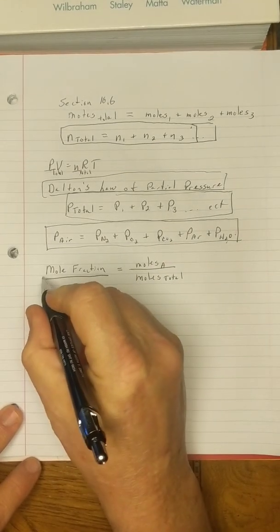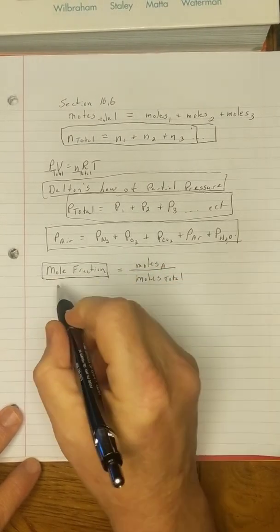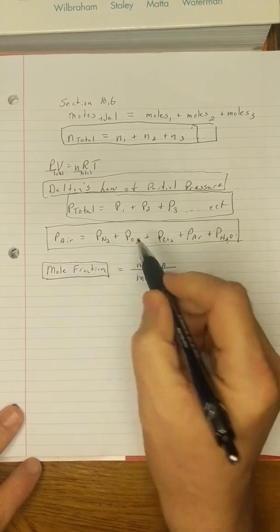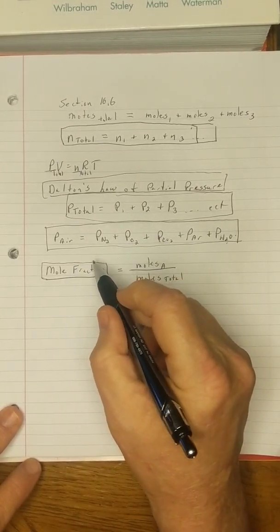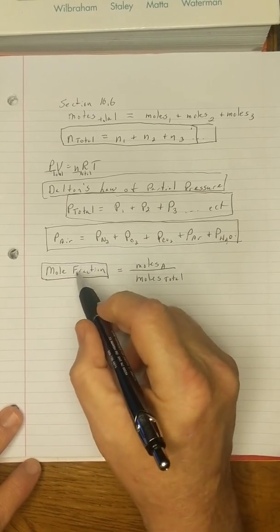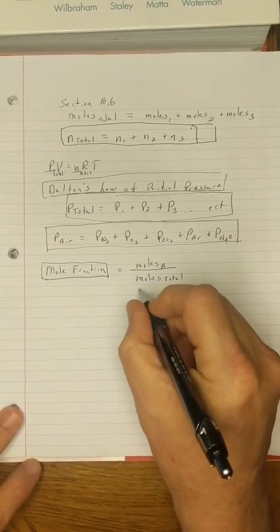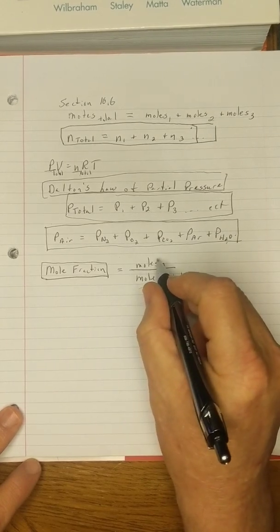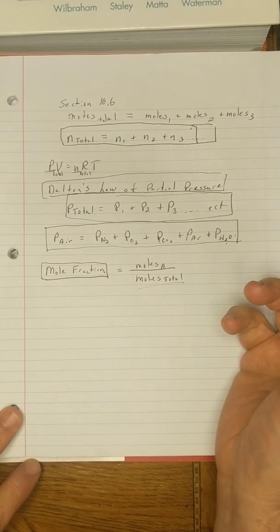Now if you see the problems we have, if you ever have grams of nitrogen, grams of oxygen, grams of carbon dioxide, the first step you would always do to figure out mole fraction is to convert grams to moles for each specific one. Then you total them up, you take the partial out of the total, and I'll do an example of mole fraction for you.